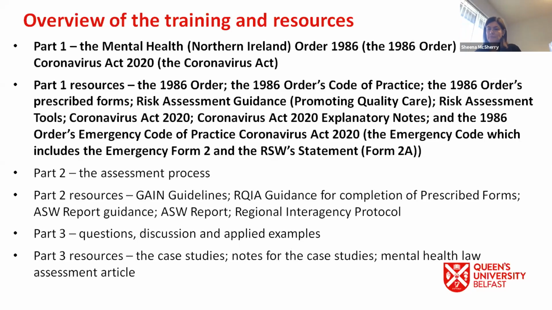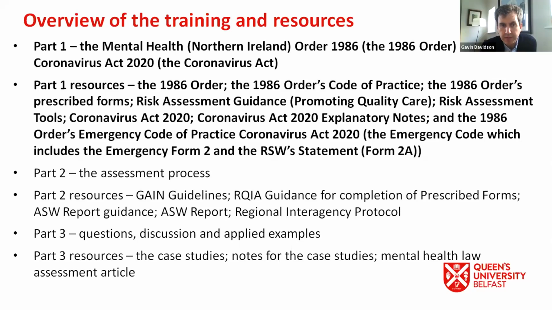And crucially for this role as a relevant social worker, the 86 Order Emergency Code of Practice, which is providing, in maybe more accessible language, the modifications made by the Coronavirus Act to the 86 Order. And also crucially within the emergency code are the two things you need to complete as a relevant social worker to apply for somebody to be admitted for assessment, which are the emergency form 2 and the relevant social worker statement, which is form 2A.